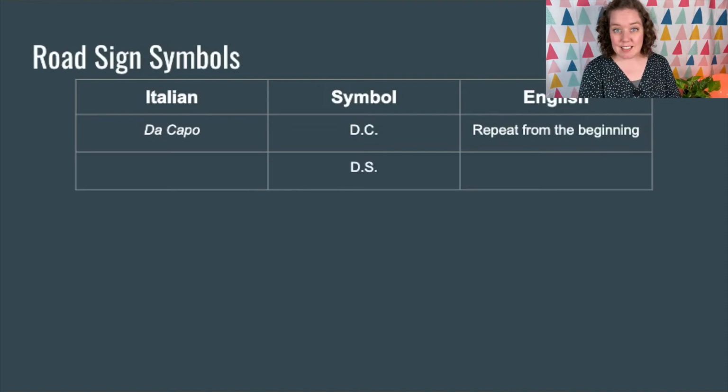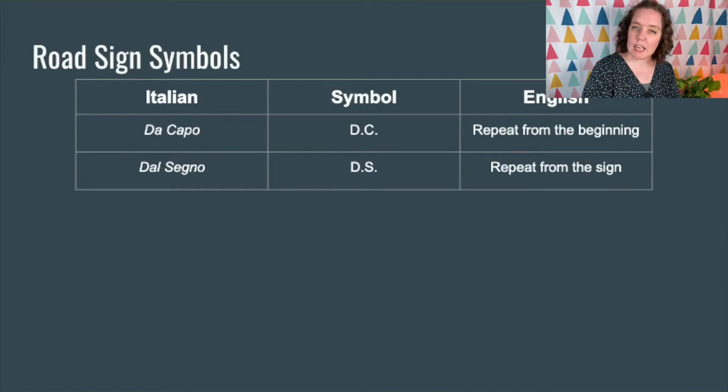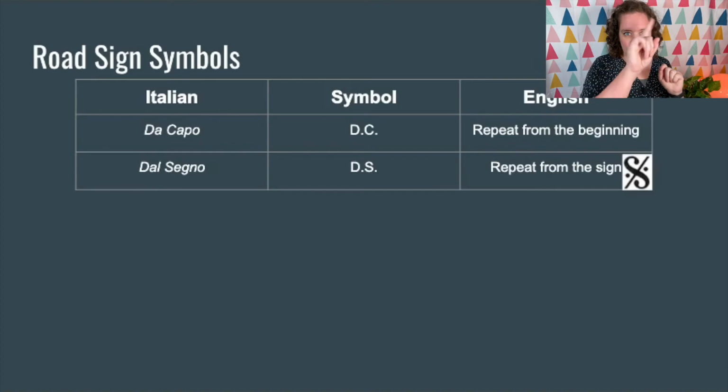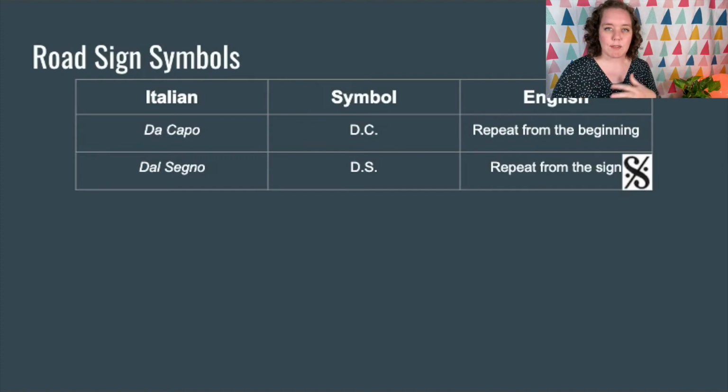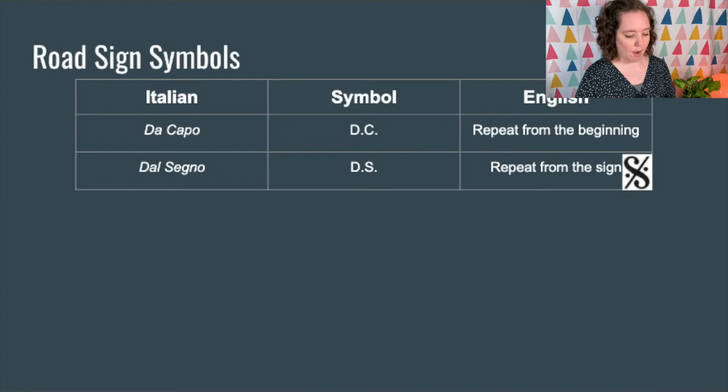Then there's DS, and DS stands for dal segno in Italian. And that means to repeat from the sign. So rather than going all the way back to the beginning, you're going to go back and find this symbol. And here's that symbol, kind of the squiggly S with two dots and a line through it. That is the sign, or the segno. And so you have to go back and find that in the music and then repeat from that point on.